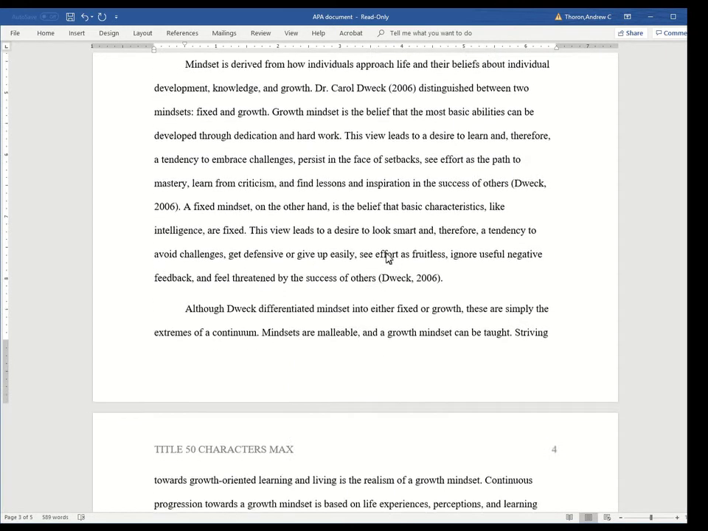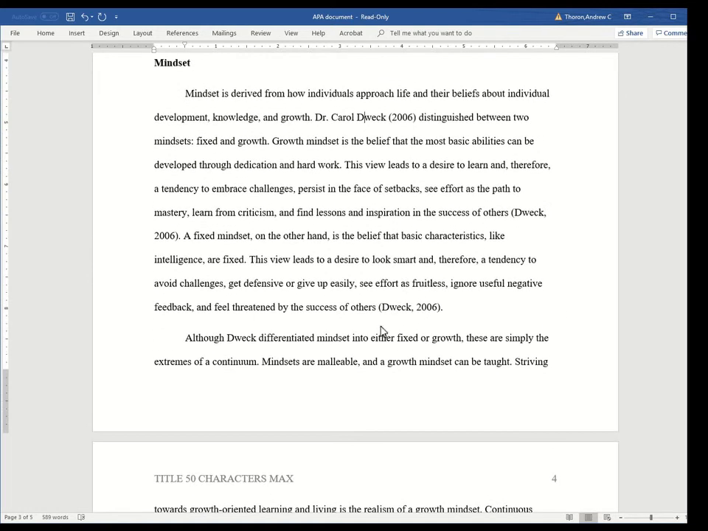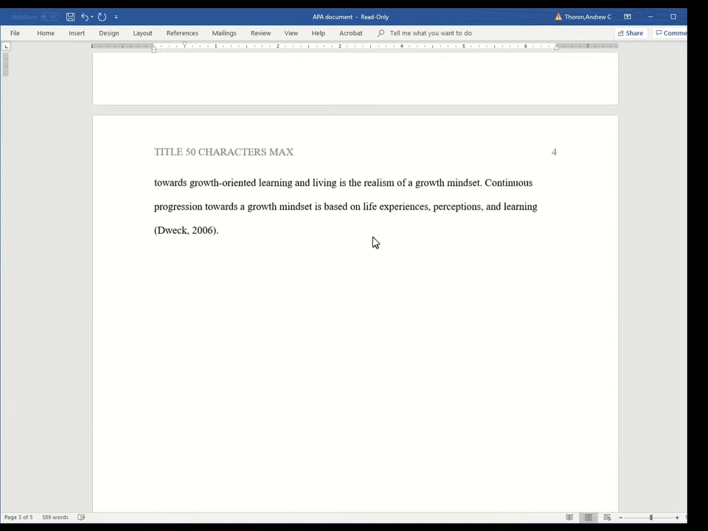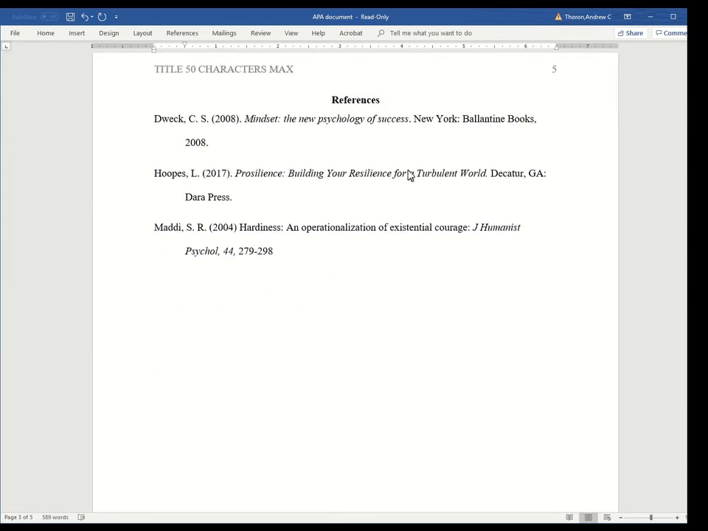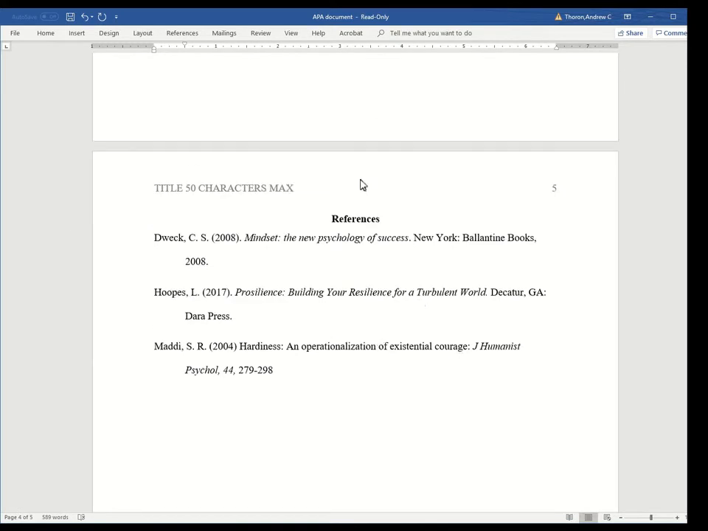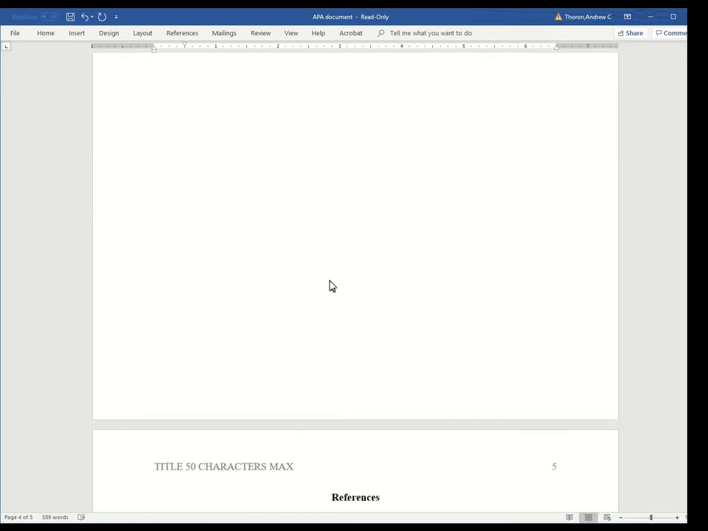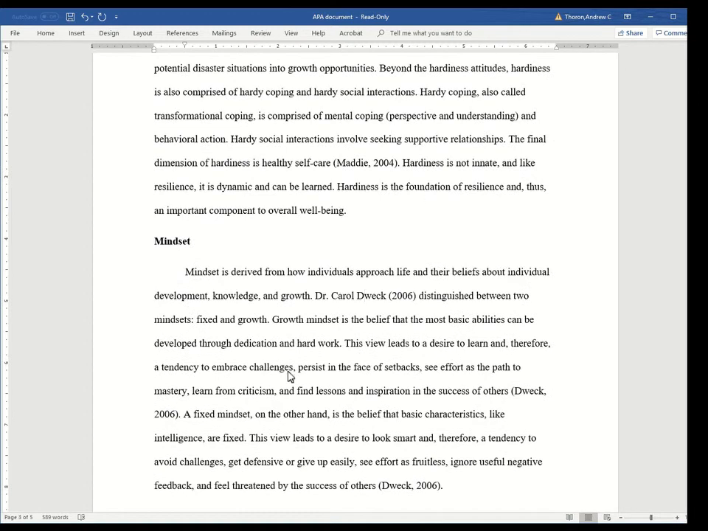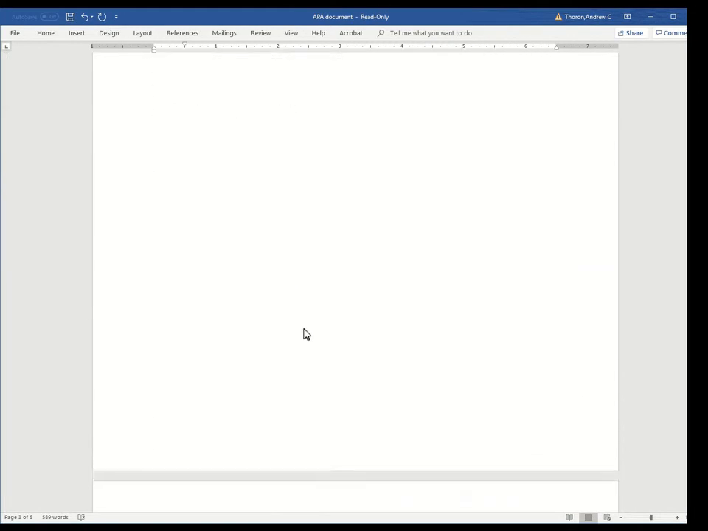And another really important thing to know is anything that you cite within the paper must be cited in the reference section. And anything that's in the reference section must be cited within the paper. It's important that they match up.